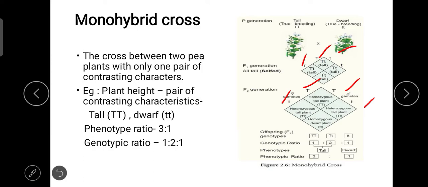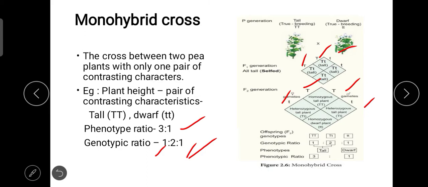So the phenotypic ratio is 3 tall to 1 dwarf, while the genotypic ratio is one pure homozygous tall, one pure homozygous dwarf, and 2 heterozygous tall plants. So this is about the monohybrid cross.